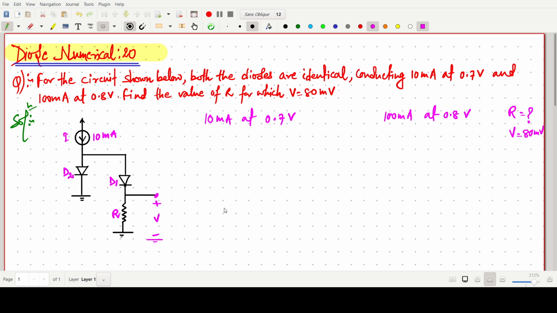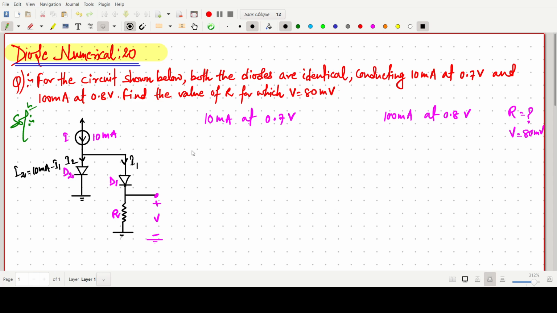Now here two conditions are given. From these two conditions, there may be some missing parameter. So first of all, from this circuit, I am saying this current is I1, and this current is I2. So I2 is simply 10 milliampere minus I1. So these two currents we have assumed.